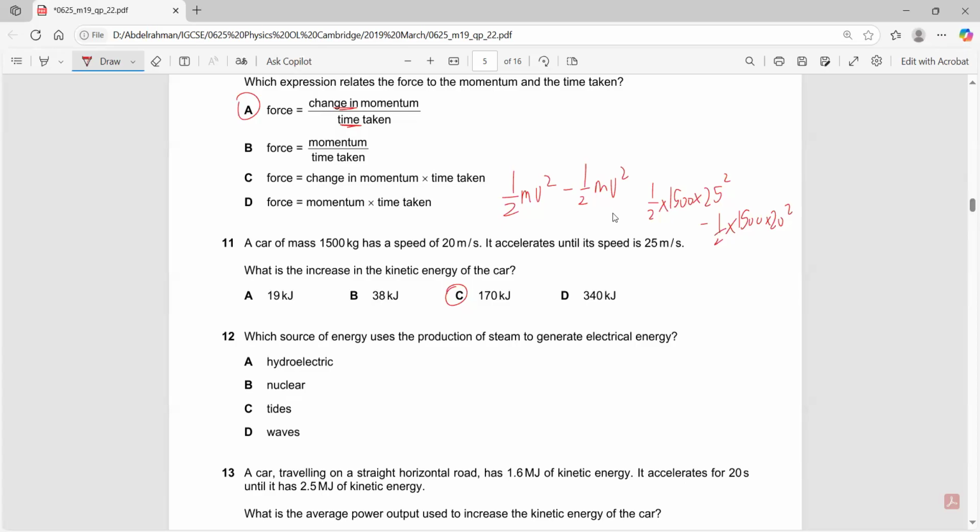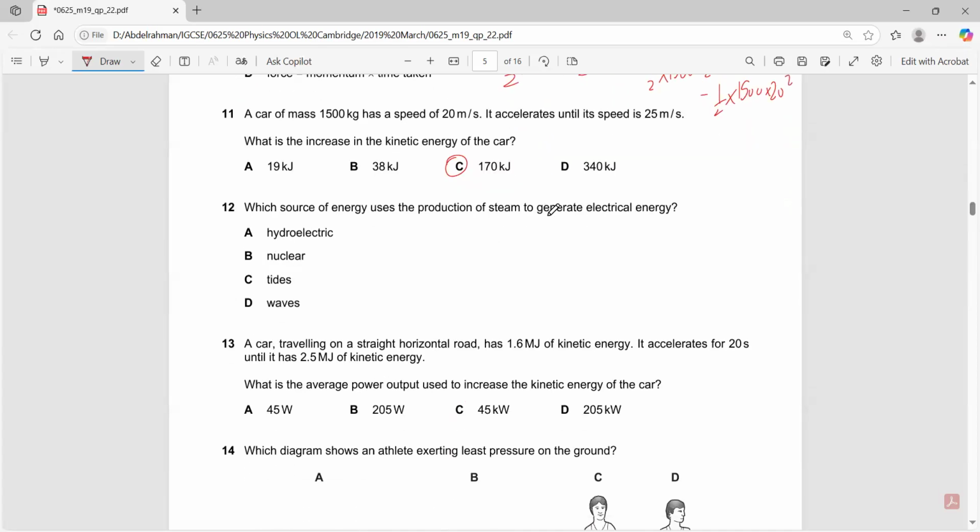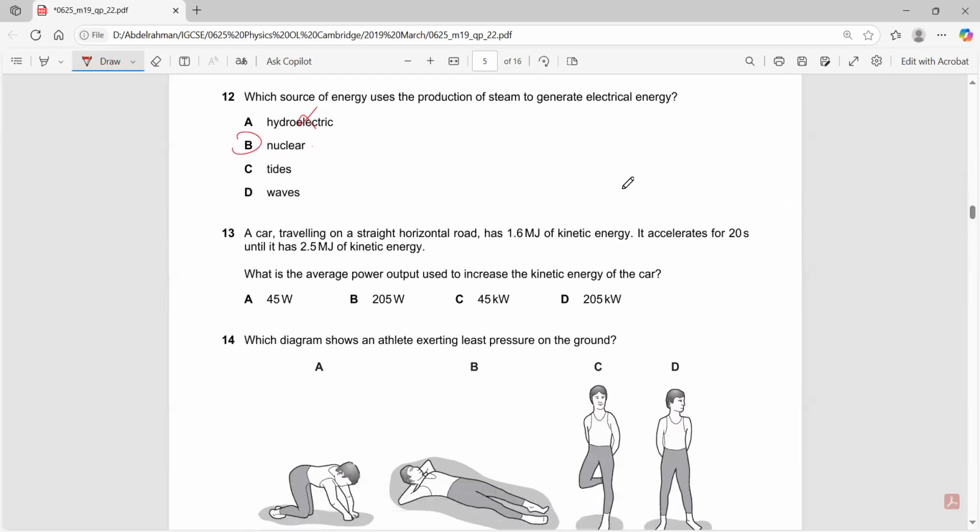Which source of energy uses the production of steam? Do we produce steam in hydroelectric? No. Nuclear? Yes, we do, because we boil the water until it becomes steam, which rotates the turbine.